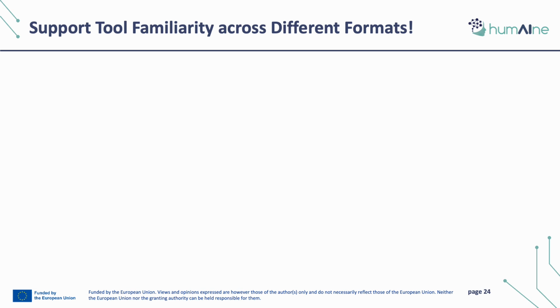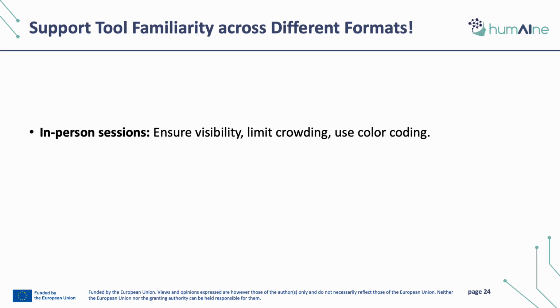Our second tip is about supporting tool familiarity across different formats. For in-person sessions, the challenges are different. Here it's about making sure materials are visible and accessible. For example, if you're using flipcharts or whiteboards, make sure everyone can actually see them. Also, limit how many people work on the same board at once. Too much crowding slows things down. And a simple trick that works really well is color coding. Use colors to distinguish between tasks, elements, or contributions. It keeps everything clearer and easier to follow.